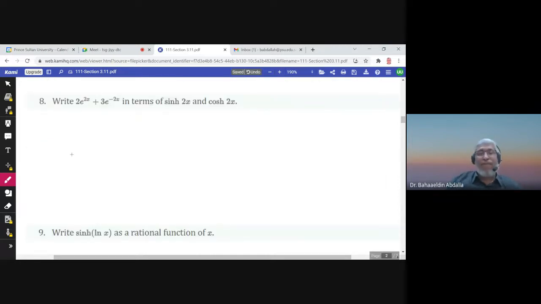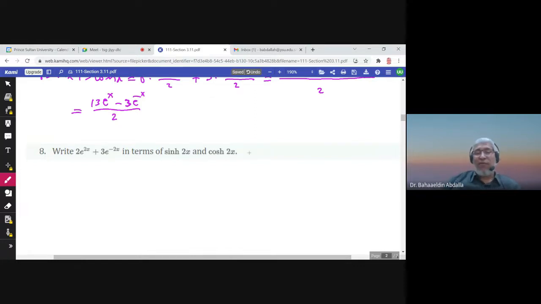Now another question, write this in terms of sinh 2x and cosh 2x. Well, here I have to write the definition of sinh 2x first. Well, sinh 2x would be e to the power 2x minus e to the power negative 2x over 2. So you replace x by 2x in the definition of sinh. Also, cosh 2x would be e to the power 2x plus e to the power negative 2x over 2.